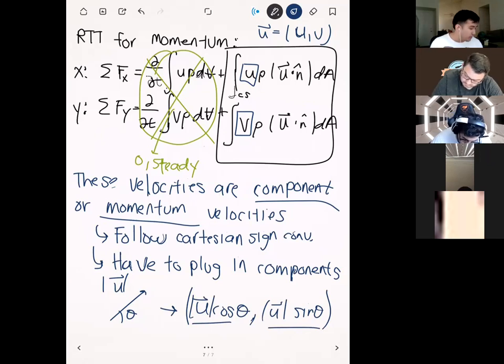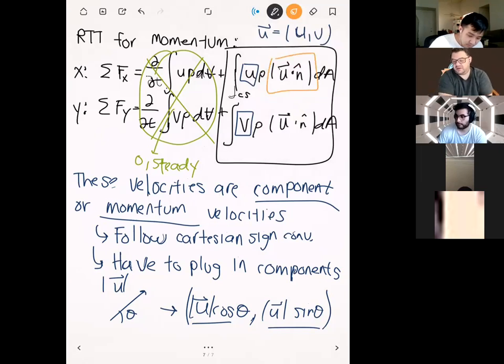So I'll show you kind of how this is, but I want you guys to remember that that first velocity right there is the component velocity or the momentum, okay? And so these velocities, they follow the Cartesian sign convention, and they have to be the actual components of velocity. So if you have a velocity at an angle, you have to actually break it up into the x component and the y component, and then plug them into the respective parts of the momentum equation, okay?